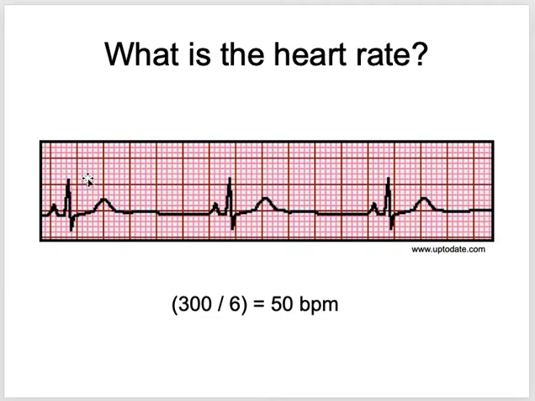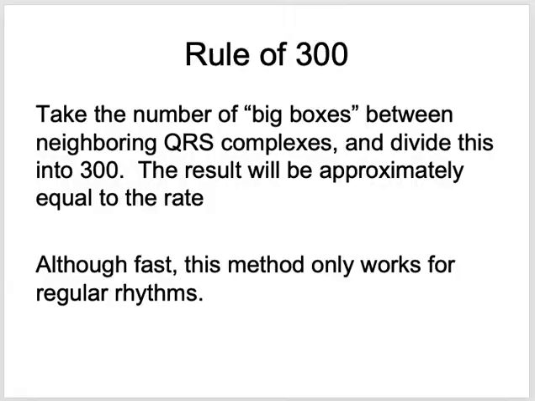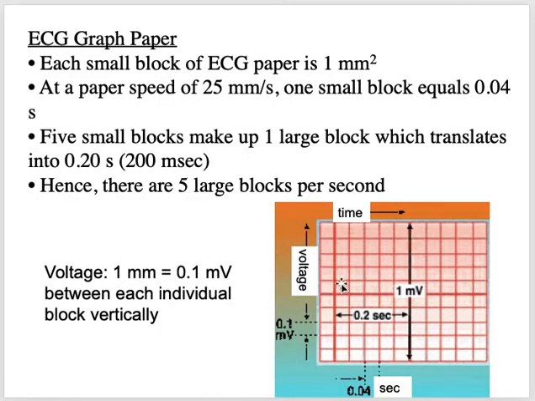1, 2, 3, 4, 5: this represents 1 second. So one big block represents 0.2 second, or 1/5 of a second, and each small box means 0.04 second. You can also convert this into milliseconds. For example, 0.2 second is also 200 milliseconds.